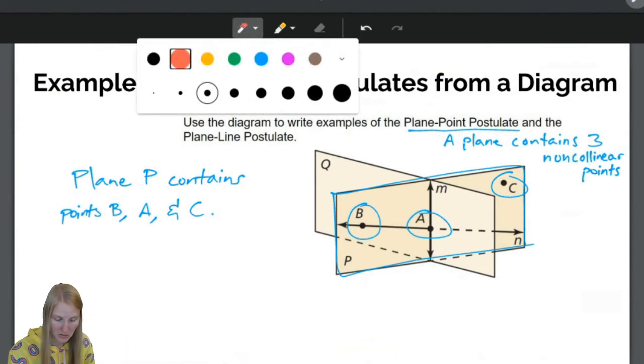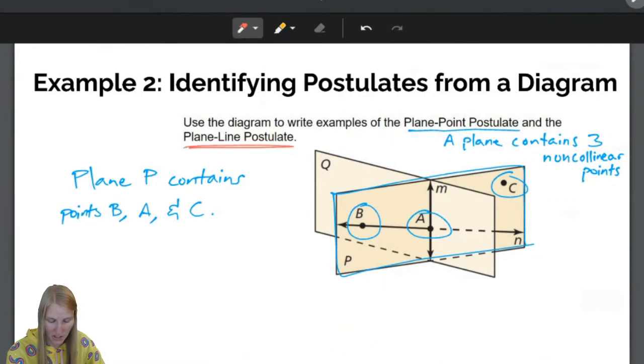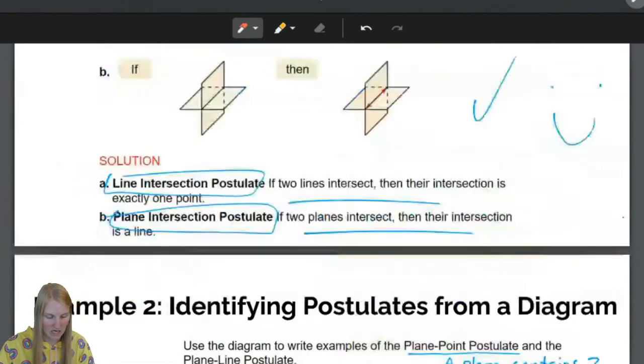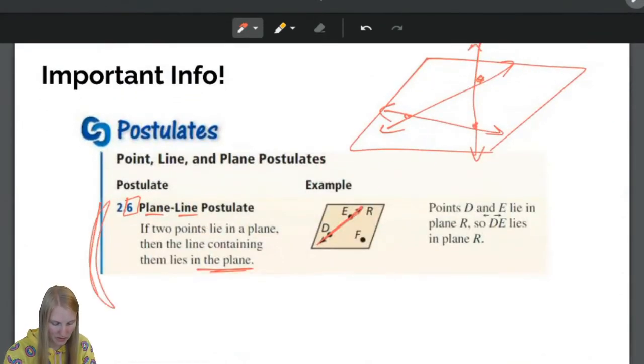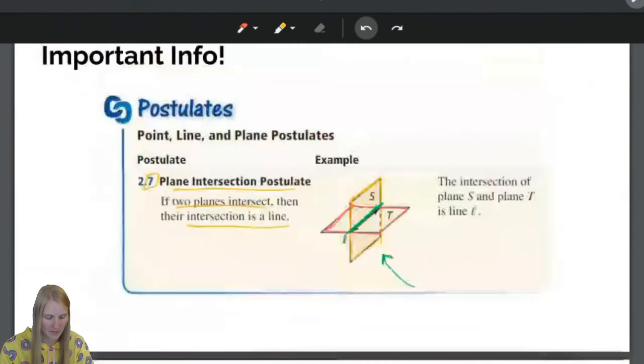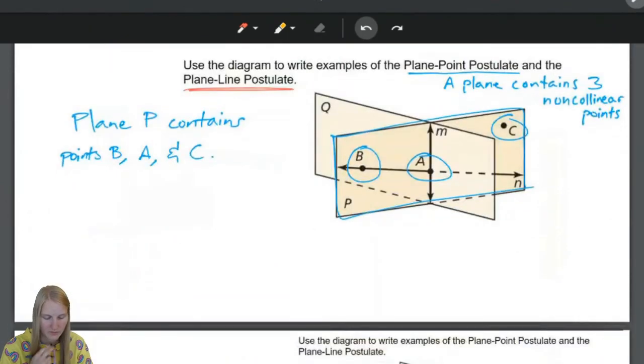Beautiful. Next, it wanted an example of the plane line postulate. Now, what did the plane line postulate say? Aha, plane line postulate. It says if 2 points lie inside of a plane, then the line containing them is inside of the plane. Oh, so this is what we talked about. If I connect any 2 points inside of a plane, that line is in the plane. Okay, back to the example.